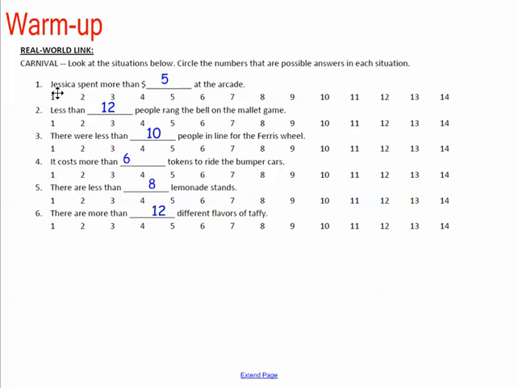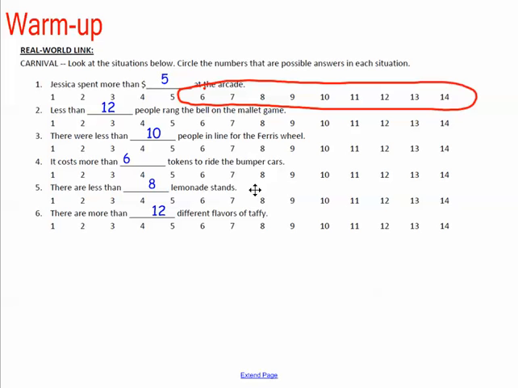So let's look at these real life situations. Jessica spent more than $5 at the arcade. So more than $5, that just means that she could have gone anywhere from after 5, any of these numbers, and so on. So again, this is one of those situations that more than one answer applies, more than one solution. Number 2, less than 12 people rang the bell on the mallet game, less than 12. So it's not 12, but it's anything less than 12. So anything this way.